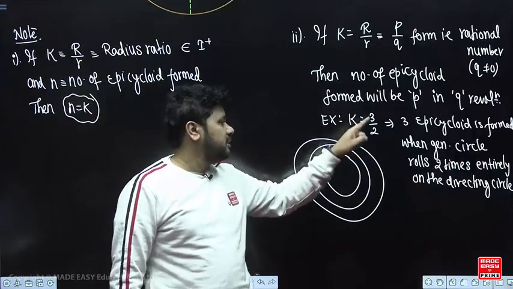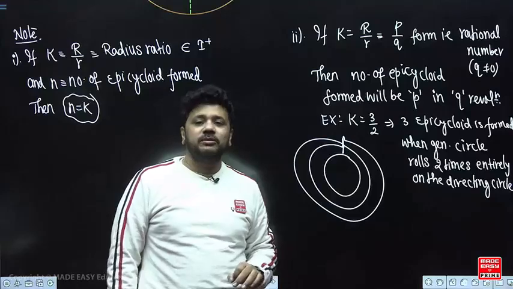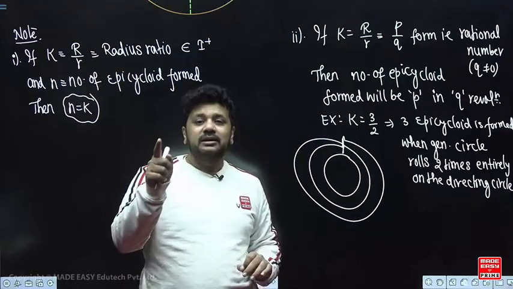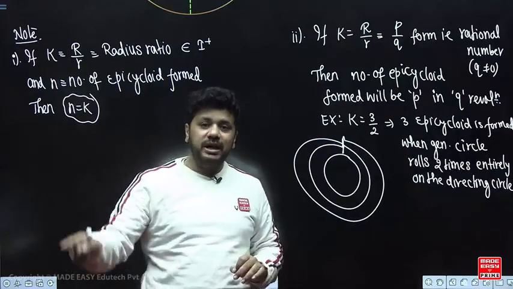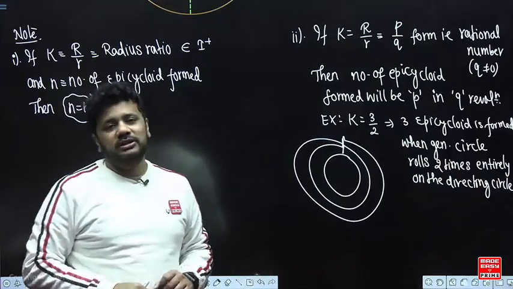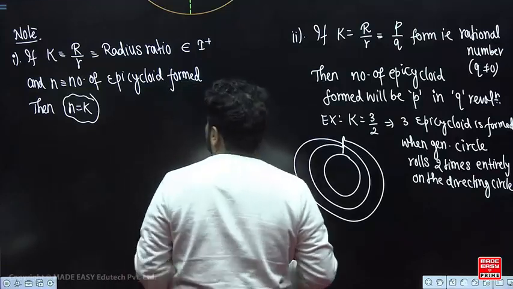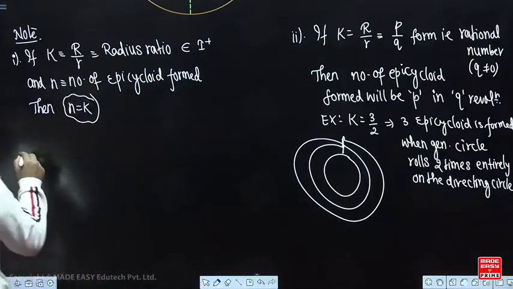To get that epicycloid. So if I say k is equal to 3/2, that means 3 epicycloid will be formed, but for that the generating circle has to go 2 times. So 1 time and again 2 times, 2 complete revolutions, then only it will form the epicycloid. Now again, third thing that you might ask, what if it is irrational?